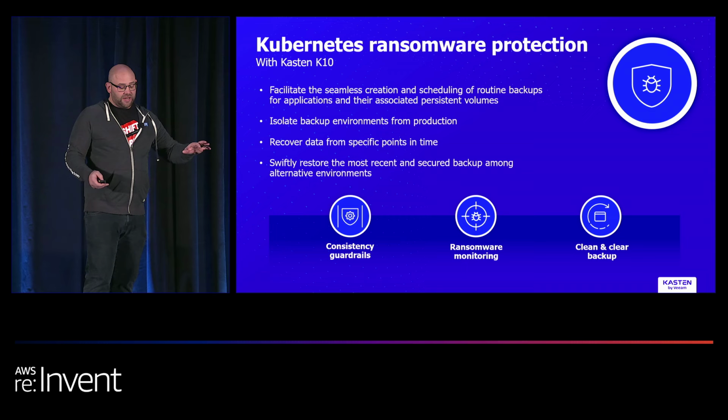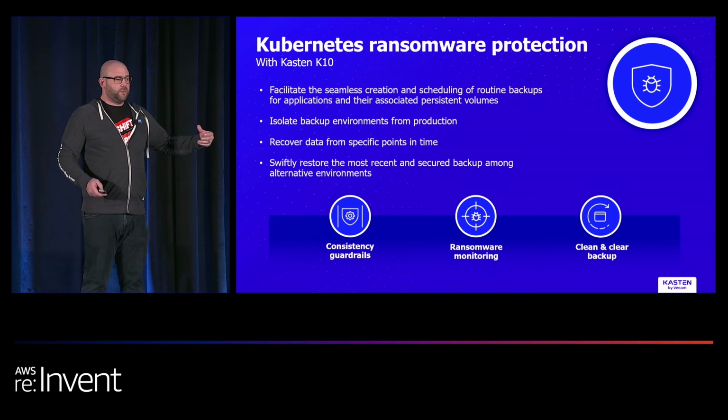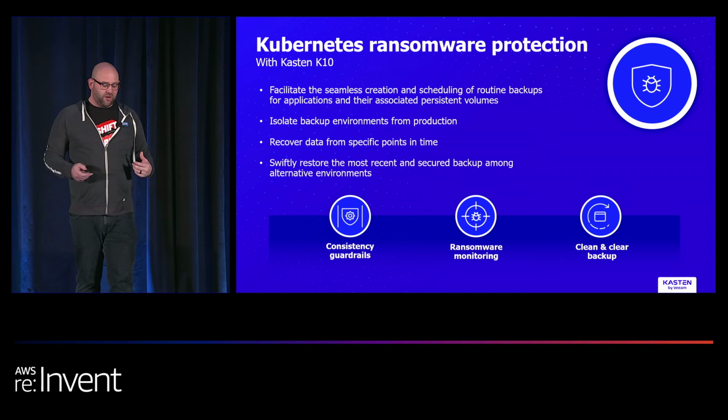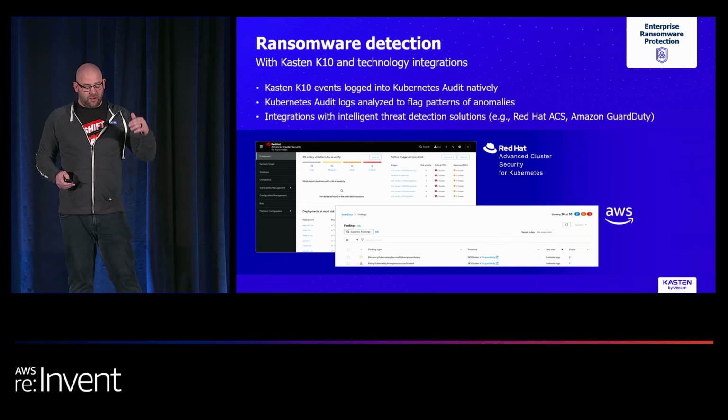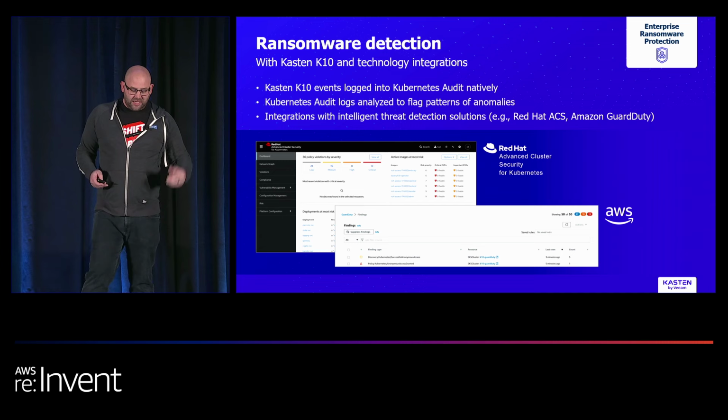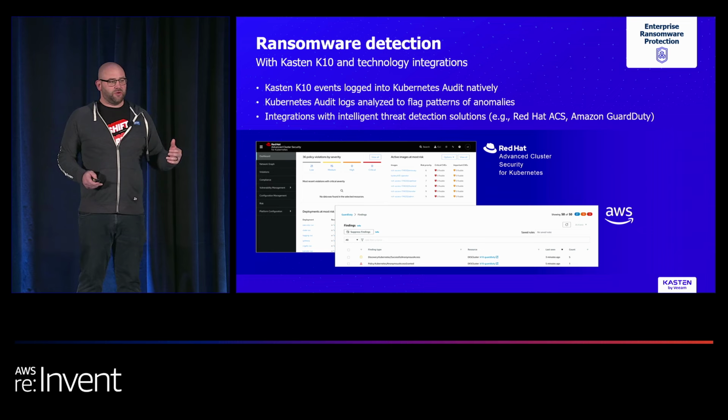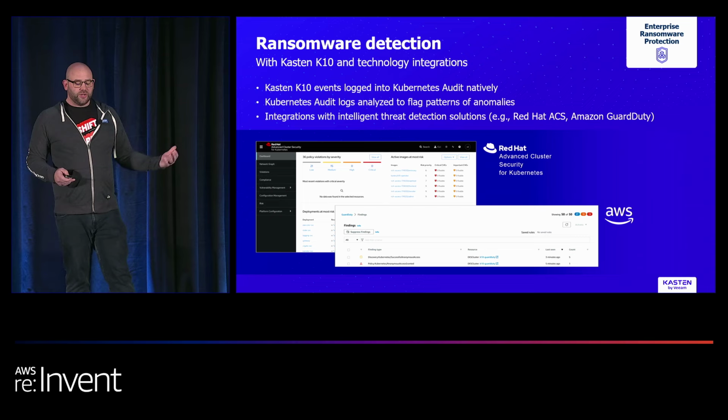From a Kubernetes ransomware protection perspective, I've touched on this, is how do we isolate those backups from attack, providing things like immutability, object lock APIs, et cetera, is how we do that. For ransomware detection, especially if we're looking at Red Hat on AWS, ROSA, then we integrate into the Red Hat ACS and Amazon GuardDuty as well. So again, we're not building our own tools. We're going to use the best ones that are available to us in the ecosystem for that.